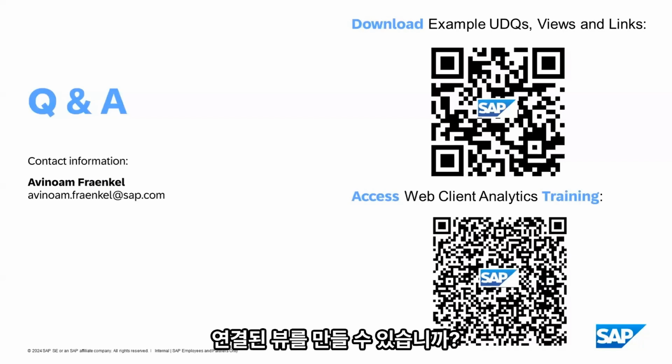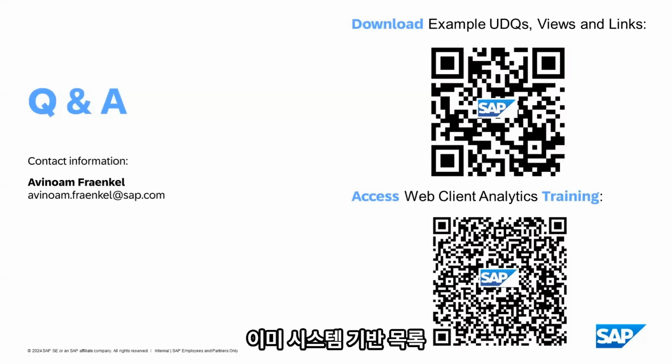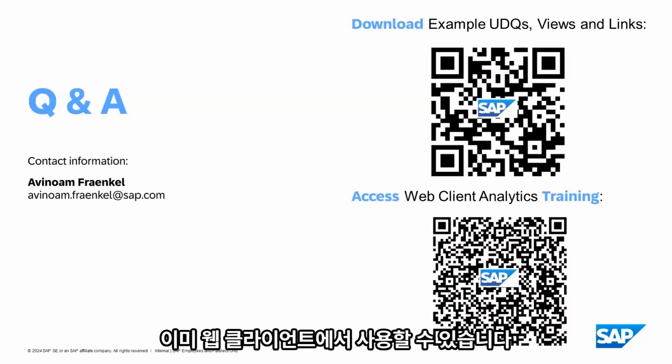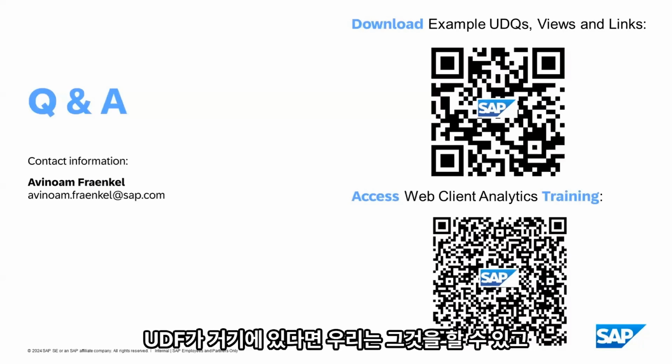Okay. Will you be able to create linked views that contain UDFs and UDOs, etc.? Right. UDFs, so user-defined fields, are already available within the system-based list views. So, for example, if we're looking at the AR invoice list view that we were looking at earlier, all the UDFs related to the AR invoice are already available within the web client. So if we're creating a link view to that, the UDFs are there. So we can do that.